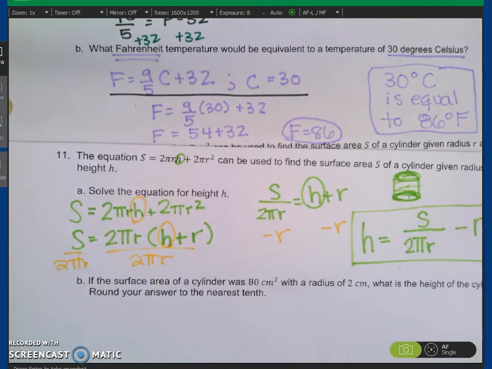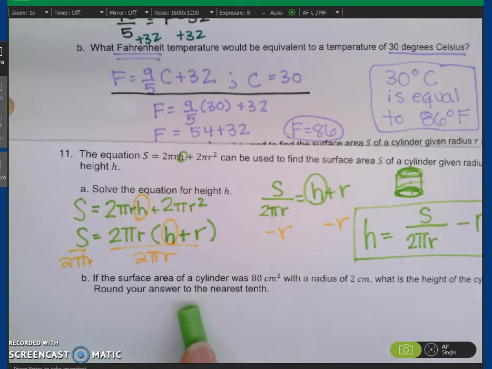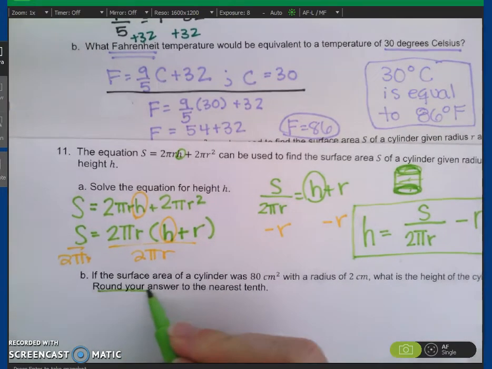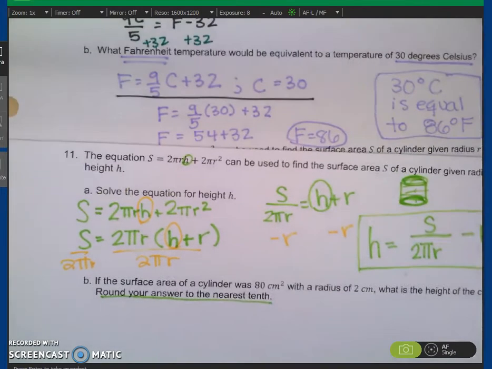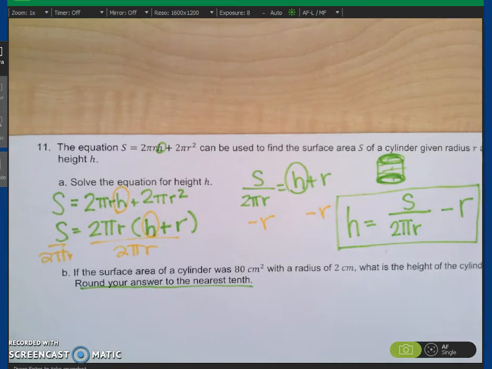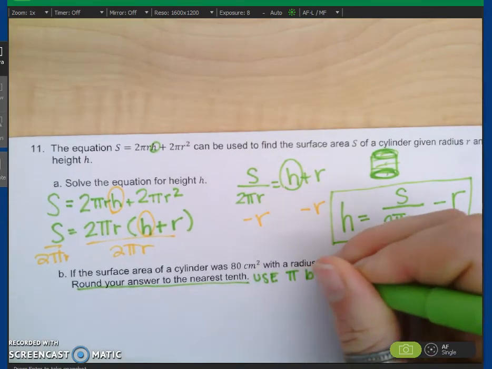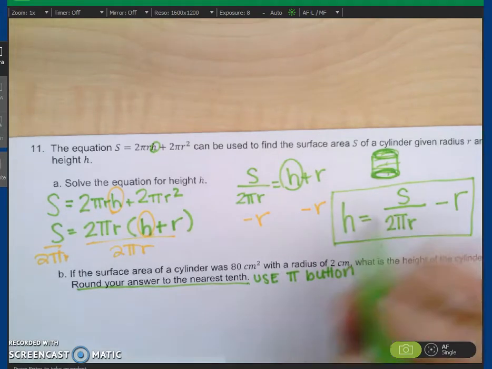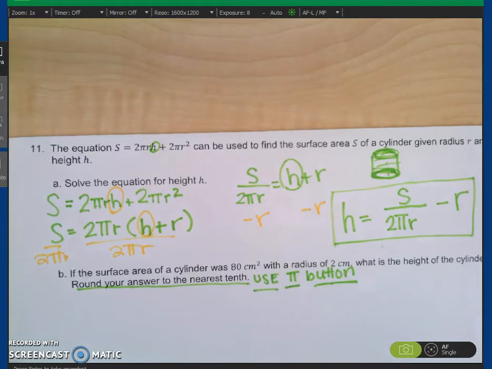Awesome. Now, can you use this equation to answer the question in part B? Notice I'm asking you to round your answer to the nearest tenth, and I'd like you to use the pi button on your calculator to have the most accurate answer. Please use the pi button on your calculator, not 3.14 as an approximation. Please pause the video for 2 minutes, and I'll check back in with the answer.